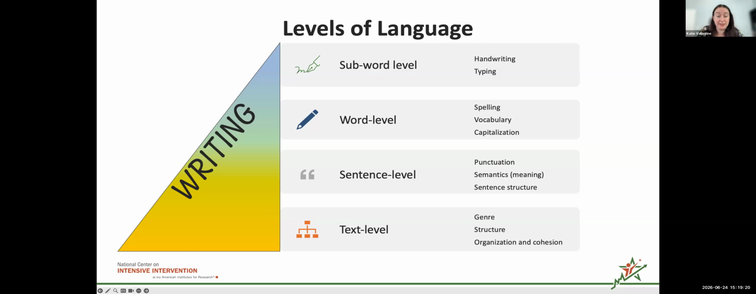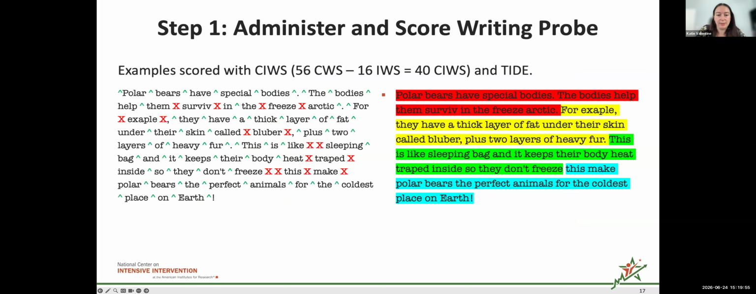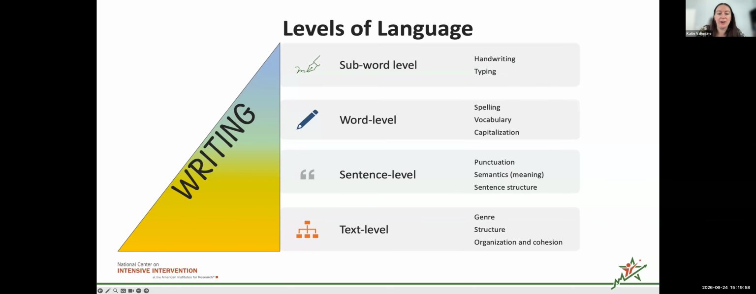So the levels of language identifies four different levels, components of writing that all come together to make what we consider a written composition. The smallest one is at the subword level. So this considers transcription pieces. So you can look at students' handwriting or typing. The subword is then used to kind of build this word level of language. So looking at students' spelling, their vocabulary and word choice, and then some of the mechanics related to that, like capitalization. At the sentence level, which is made up of those words, you can look for punctuation, looking at the semantics and the meaning, and then looking at how students structure their sentences, how complex they are, how accurate they are.